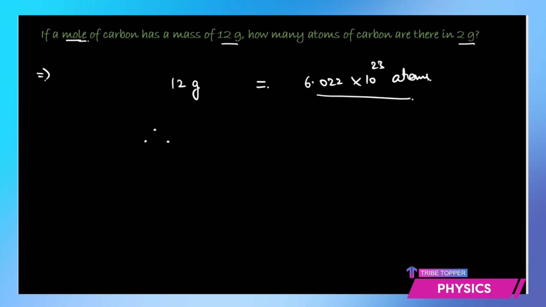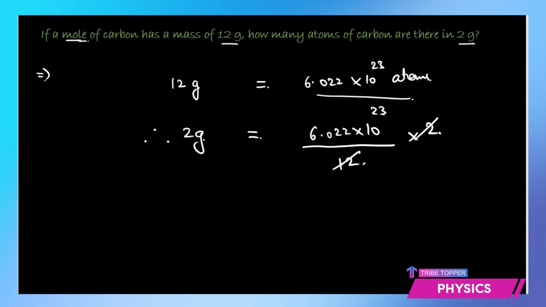Therefore, what will be the number of atoms in 2 grams? So 2 grams would contain 6.022 times 10 to the power 23 divided by 12 times 2. So you just divide it by 6 and you get 1.004 times 10 to the power 23 atoms. So 1 mole of carbon has a weight of 12 grams. Then what is the number of atoms in 2 grams of carbon? 12 grams of carbon is 1 mole, that is Avogadro's number of atoms. So for 2 grams, you divide by 12 and multiply by 2 and you get this as the number of atoms.